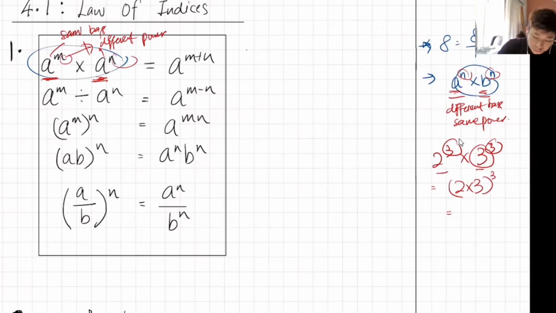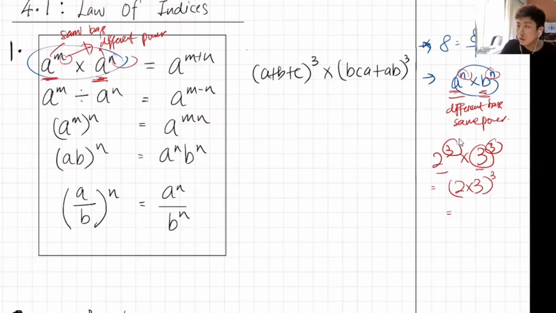So just now, you're basing this: A plus B plus C to the power of 3 times BCA plus AB to the power of 3. Can I multiply them? Think of the theorem that you know. Is this part of the law of indices? No, it might be related, but it's not directly part of the law of indices. Then what is this based on? Oh, I know, it's the same power rule. I call it the same power rule for simplicity's sake.